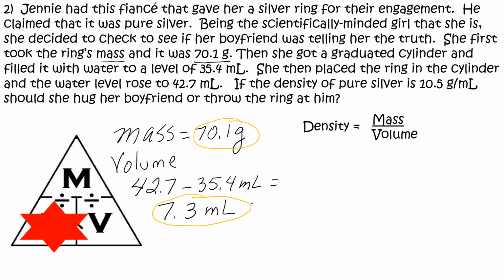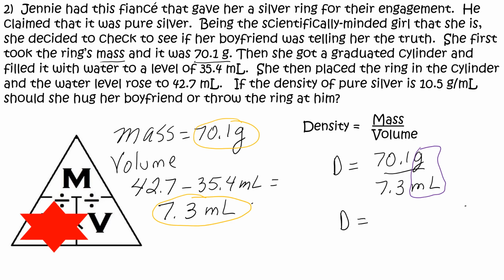Okay? Now I'm going to plug in my numbers. So there it is over there. Density equals mass over volume. Now look, how many units are here that don't cancel out? Two, right? So after I divide those numbers, keep those two units there. All right. So I'm going to divide this out. And if I do that, I get D equals 9.6 grams per milliliter.